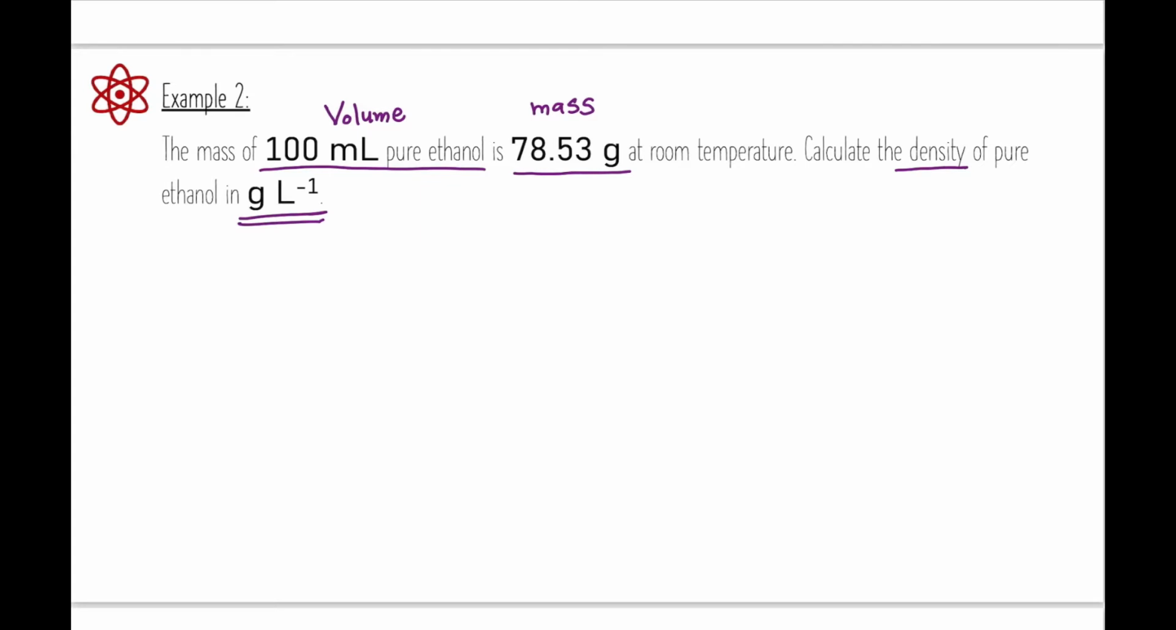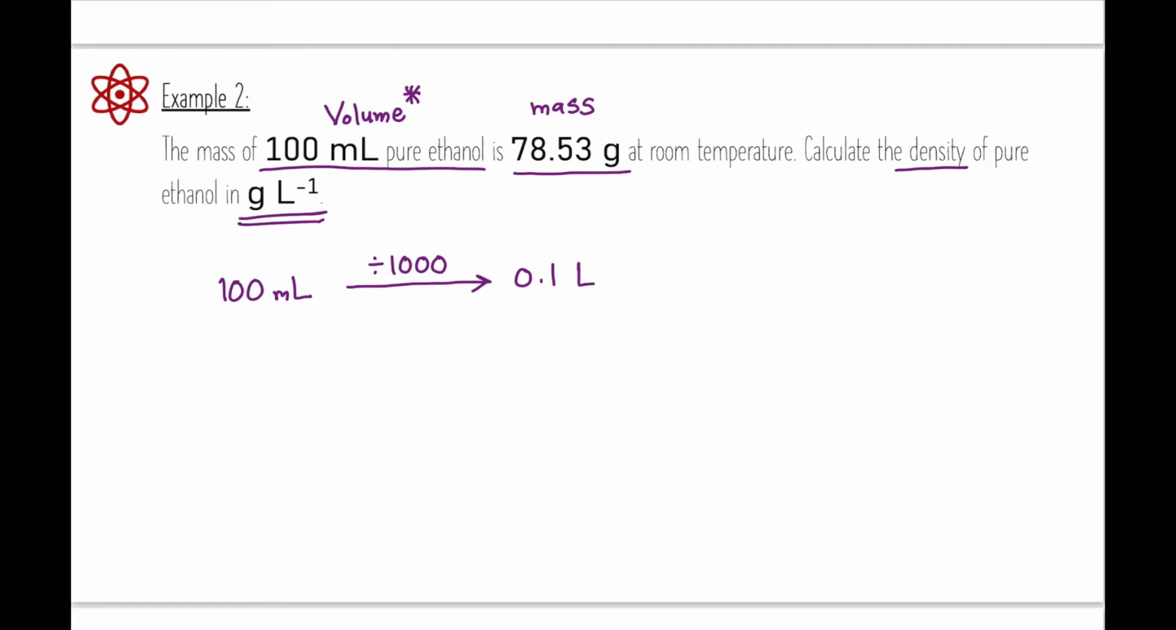Therefore, the volume here needs to be converted into liter first. To convert milliliter to liter, we need to divide the value by 1000. Therefore, 100 milliliter divided by 1000 will result to 0.1 liter.